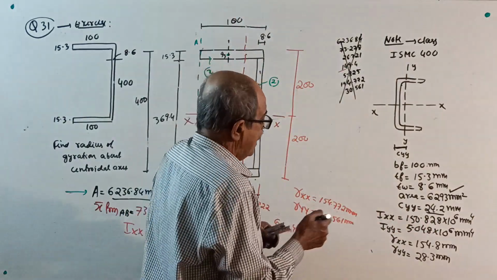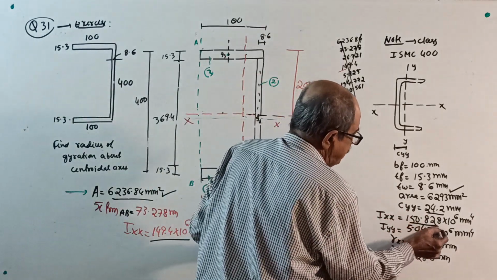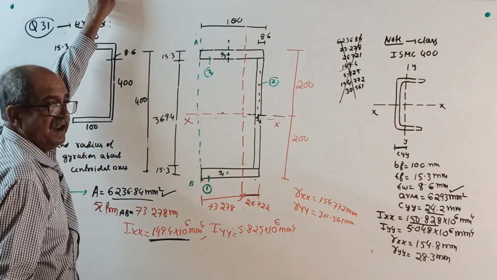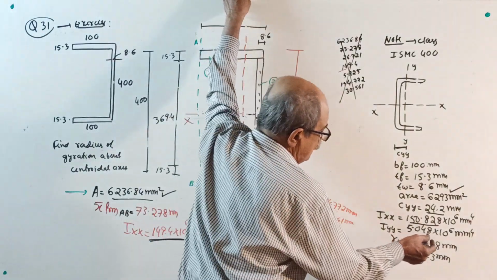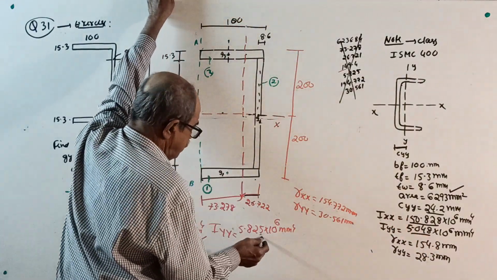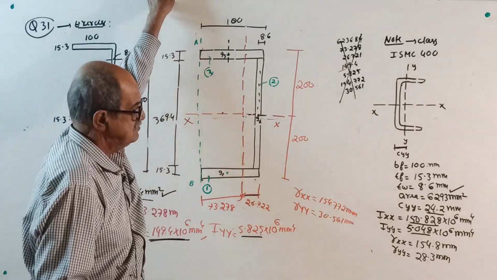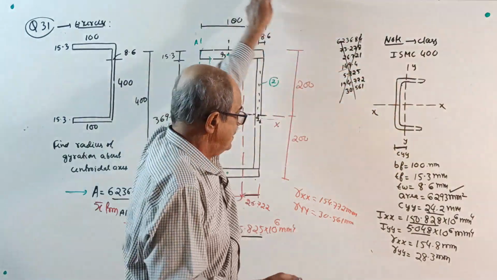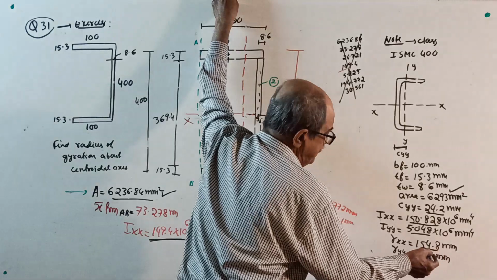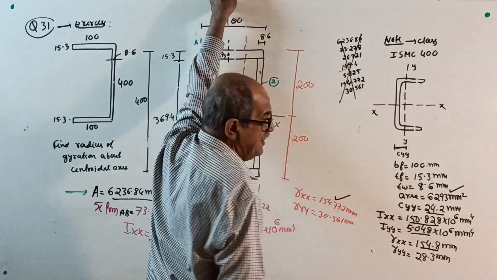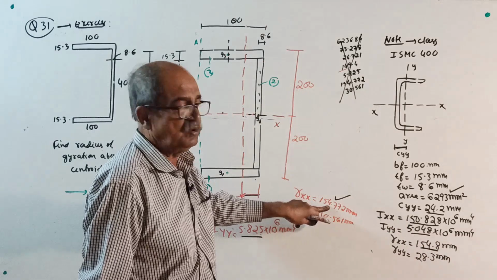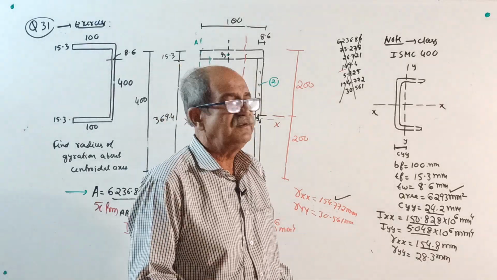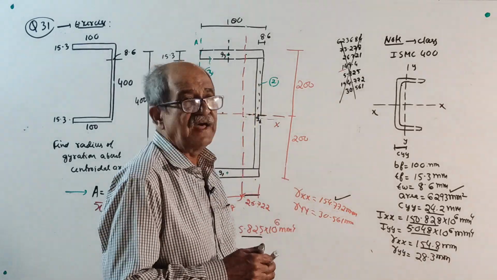Then Ixx they told 150.828, we got 149.4. Okay, reasonable. Iyy given 5.048, we got 5.825. A slight difference is there because the curvature area is considered there. Lastly they told Rxx 154.8. We got very nearly 154.772. Ryy 28.3, a little more we got, 30.56. Make a note. Over. Now channel section is over.